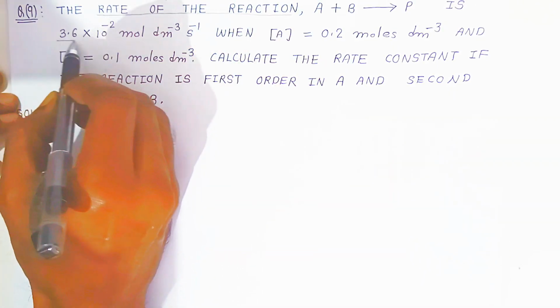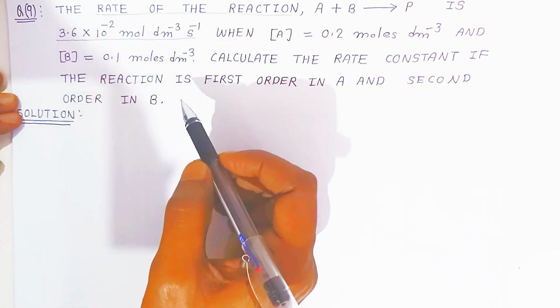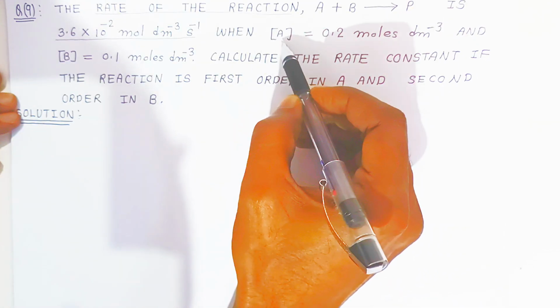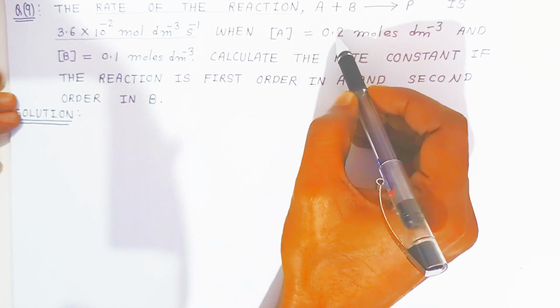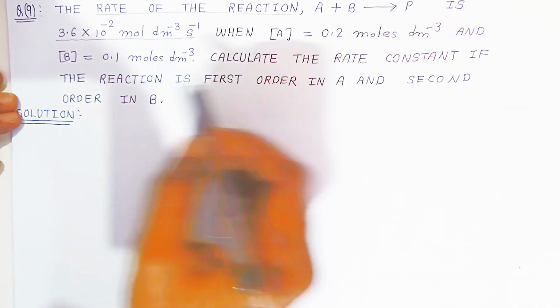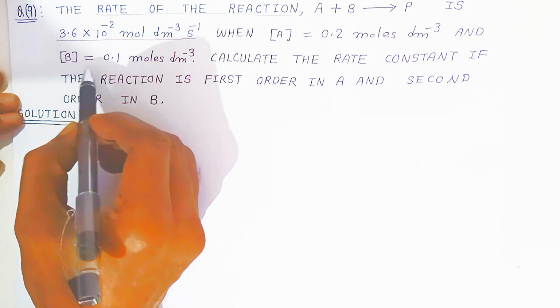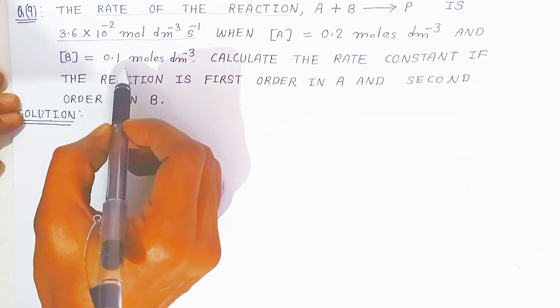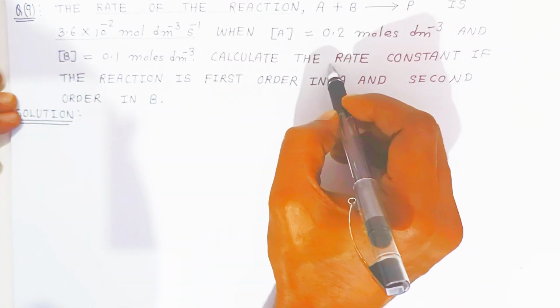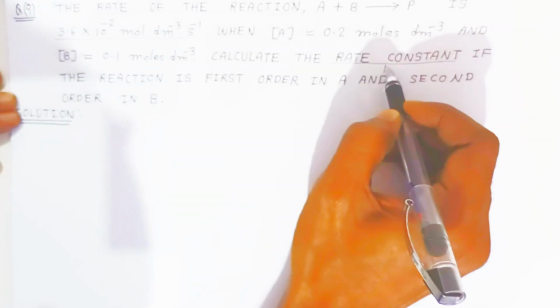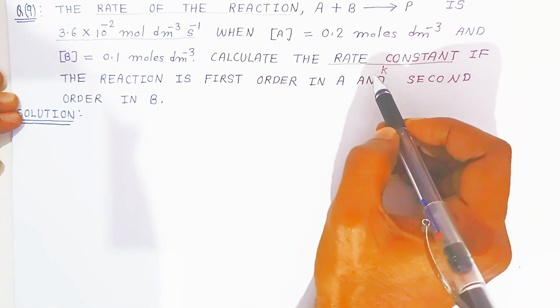So the value of the rate of the reaction is given when the concentration of A equals 0.2 moles per dm cube and the concentration of B is 0.1 mole per dm cube. You have to calculate the rate constant. Students, you are going to calculate the rate constant. Rate constant we are going to show with K. You have to calculate the K value.